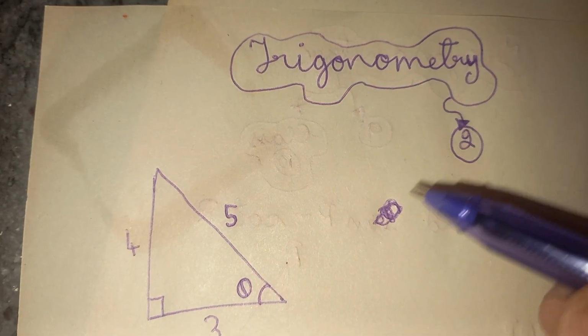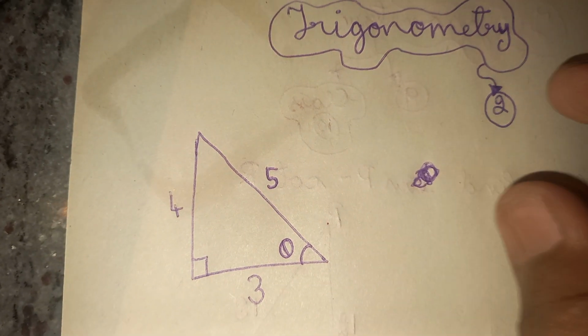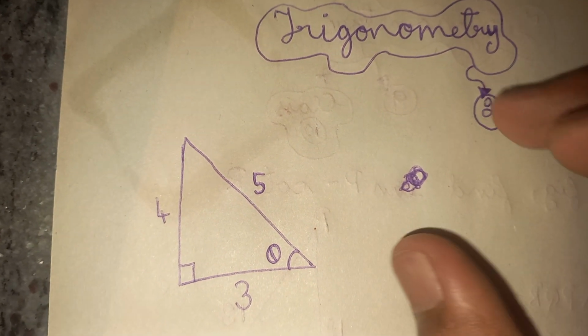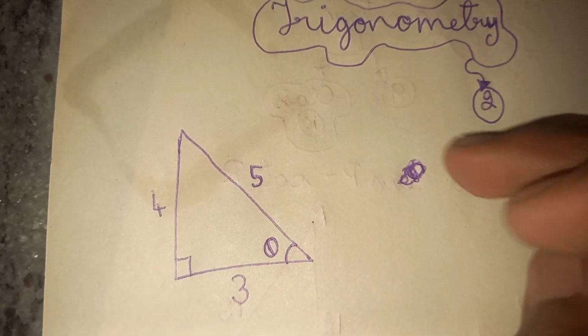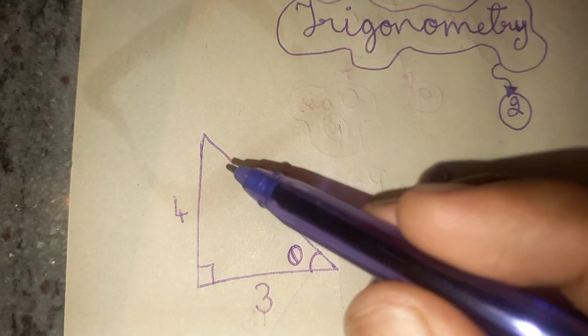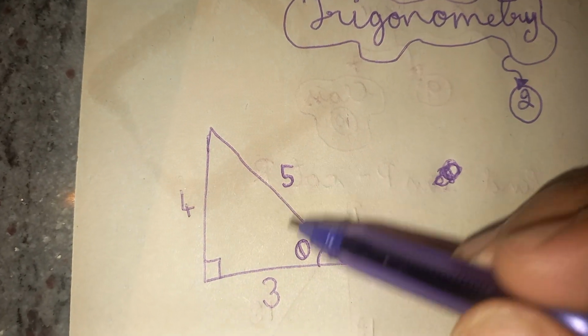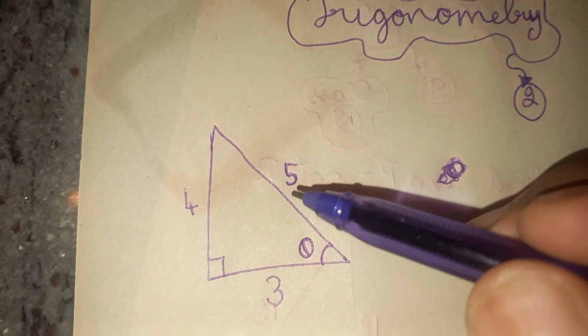Dude, this is the second video of trigonometry. Here they have given a triangle. I am going to tell the basic definitions of trigonometry, meaning all six ratios of trigonometry. In this triangle, this angle is theta, these two sides are 3 and 4, and this is the hypotenuse.